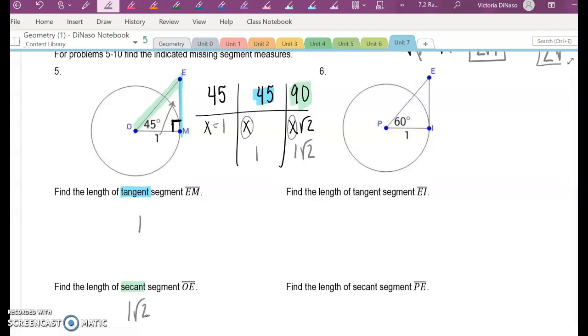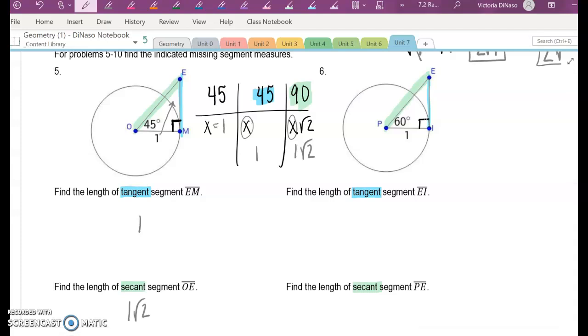For number 6, we've only got one angle, and that's 60. We're asked to find the length of the tangent, which is EI. And then it says find the length of the secant, which is segment PE. And the radius is the number 1. You all have to know that the right angle is at the corner of angle I.